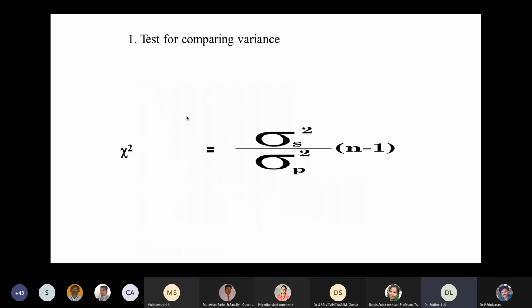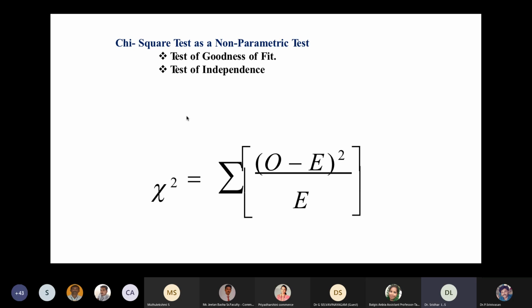So next, this is comparing variances, with a small formula using sigma s square and n minus 1. Let me explain that test of comparing variances. So the chi-square test is a non-parametric test of goodness of fit and test of independence. This is the chi symbol, an x with a small crossing above the square, that is the symbol of chi-square.